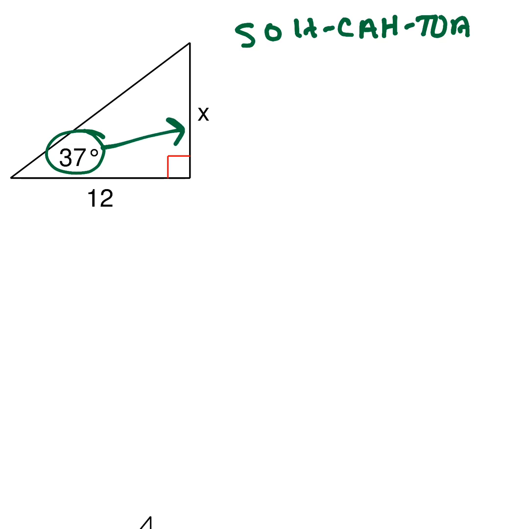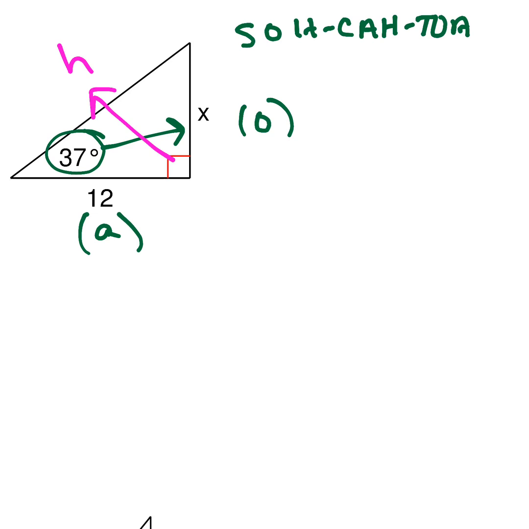Here's my angle 37. Draw my arrow out. That gives me my opposite side. Then if I draw another arrow out from my right angle, this is my hypotenuse. So sometimes your triangle might be turned around. And then this leaves 12 as my adjacent side.